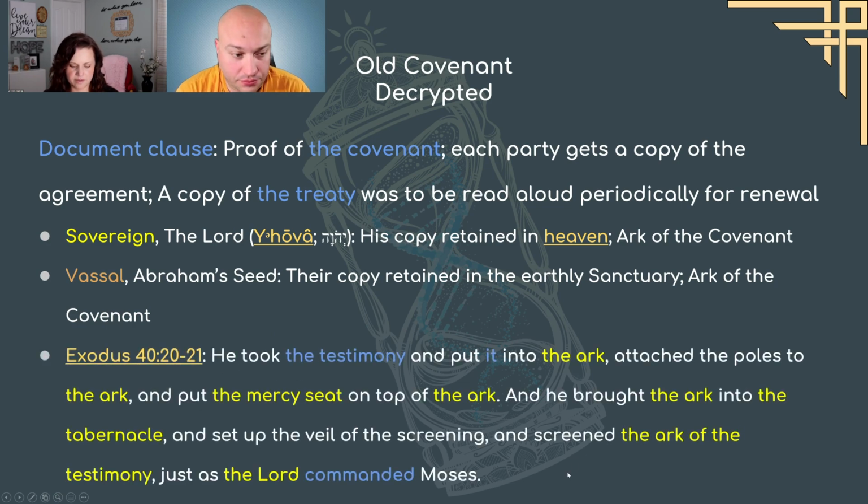I was looking to see if I can find the verse, but didn't find it quickly enough. Okay, so Exodus 40 verse 20 through 21. He took the testimony and put it into the ark, attached the poles to the ark, and put the mercy seat on top of the ark. And he brought the ark into the tabernacle and set up the veil of the screening and screened the ark of the testimony, just as the Lord commanded Moses. So what went inside of the ark? The testimony. The 10 Commandments. Okay.